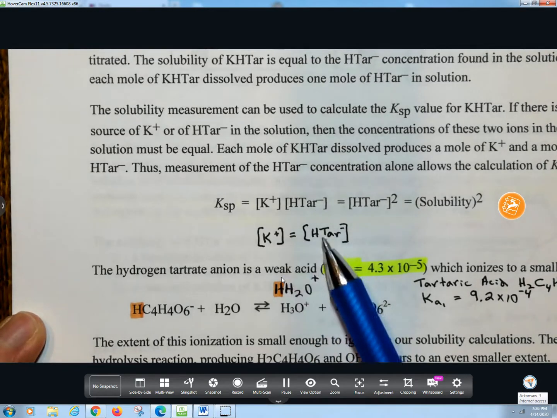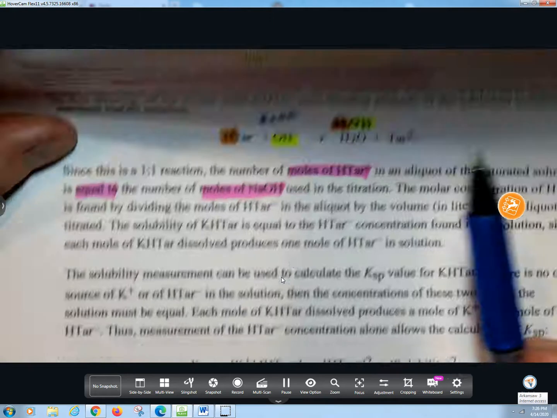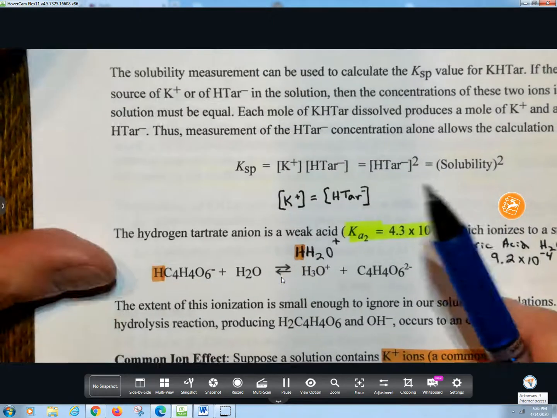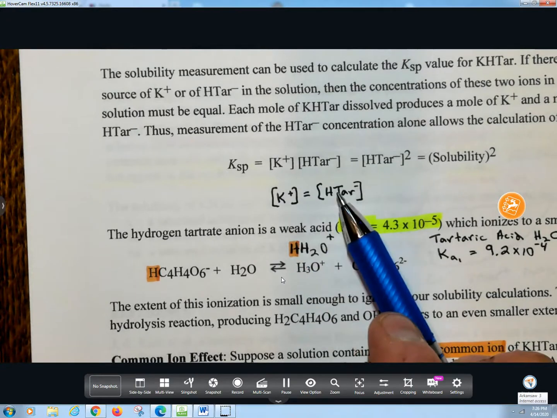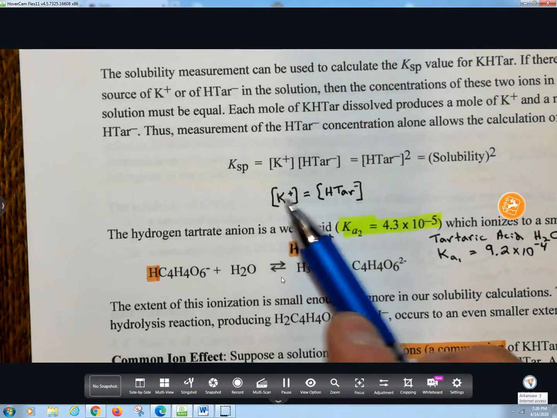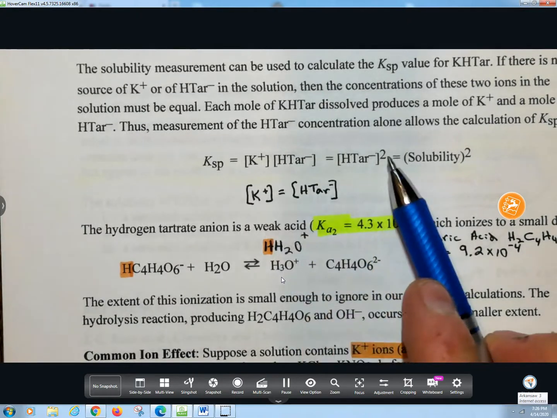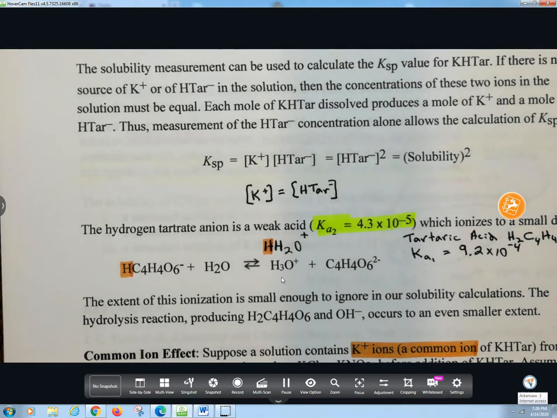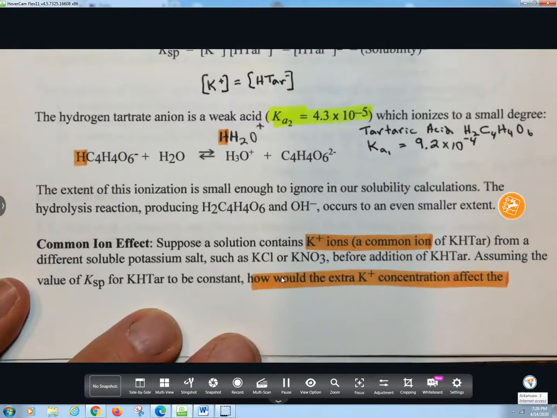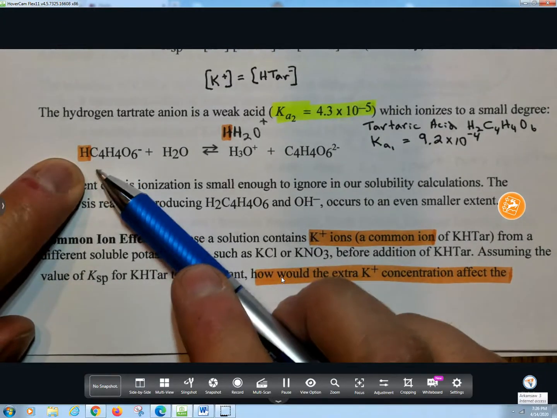So really, once we know this from our titration, we know that as long as there's not another spectator ion in there, which we are going to explore, these two should equal each other. And once we know this, since these are equal, we should be able to square it to get our Ksp value. So here, again, I said that this hydrogen tartrate is a weak acid.